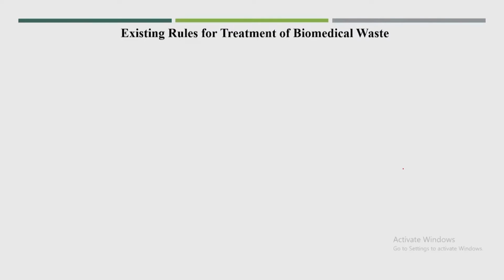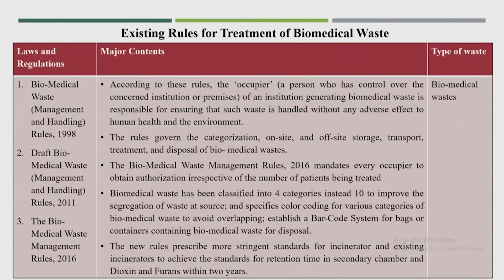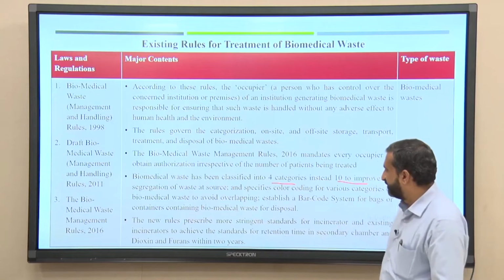So, what is the existing rule for treatment of biomedical waste? As I was saying, the biomedical waste rule first came in 1998 with the idea of proper handling and disposal of waste. Then it was modified, and now 2016 clearly classifies it into 4 categories. Earlier, in 2011, there were 10 categories, now they have minimized them, because most of those 10 categories used to go for incineration facility.